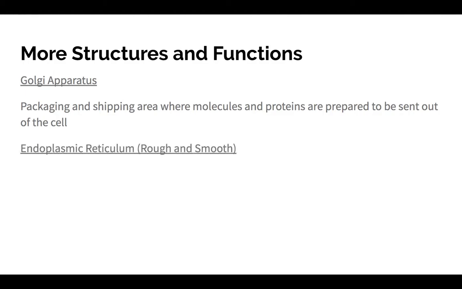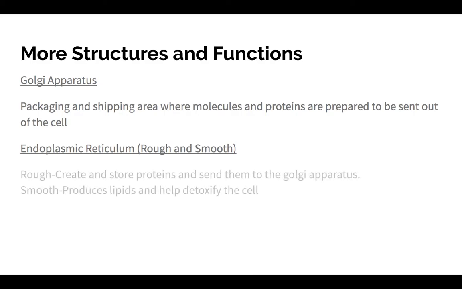The endoplasmic reticulum, rough and smooth. So, the rough creates and stores proteins and sends them to the Golgi apparatus. The smooth protects the lipids and helps to detoxify the cell, meaning it helps to keep it clean, living, and healthy.